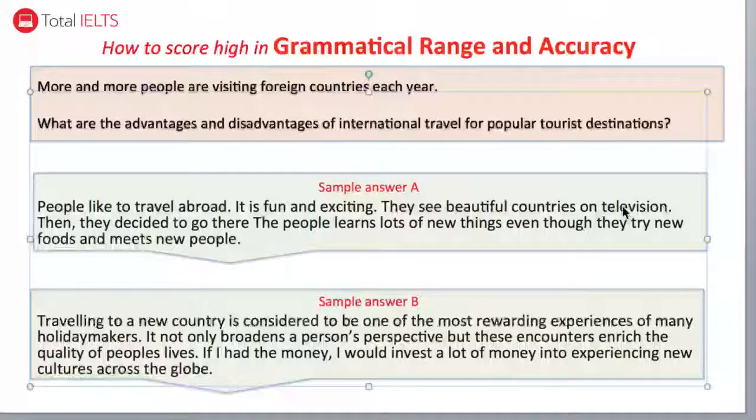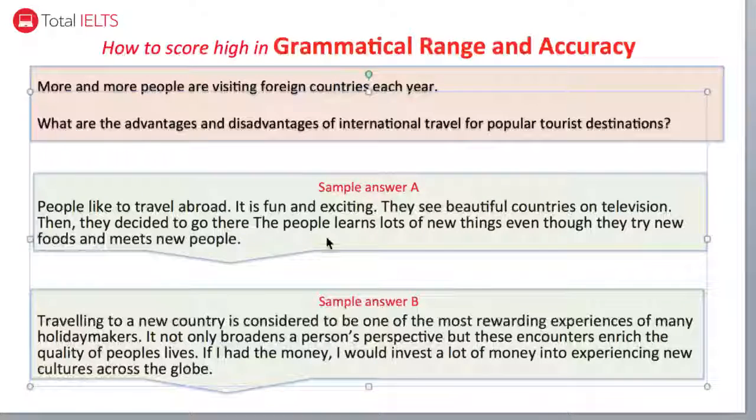So, already we can see that there is not really a range of grammatical structures, because these are 3 simple sentences in a row. People like to travel abroad. It is fun and exciting. They see beautiful countries on television. That could have been made a lot higher. It could have scored higher if we added in some discourse markers. And that's something, again, you're going to have to look up on the Total IELTS website if you are not familiar with complex sentences.